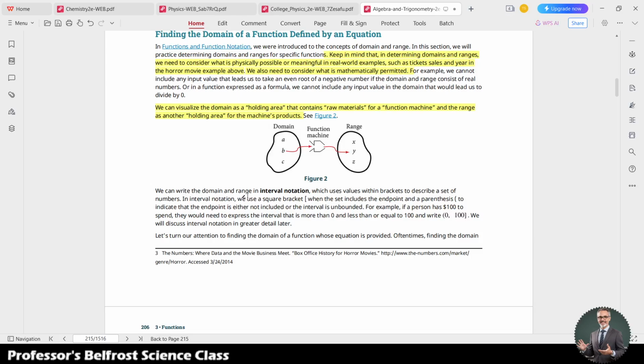So we can write the domain and range in interval notation, which uses values within brackets to describe a set of numbers. Okay, in interval notation we use a square bracket when the set includes the endpoint, and a parenthesis to indicate the endpoint is either not included or the interval is unbounded. For example, if a person has 100 dollars to spend, then they will need to express the interval that is more than 0 or less than or equal to 100 and write it as shown. So open parenthesis 0 comma 100, closing bracket. And we will discuss the notation in greater detail. Actually, we have encountered this before, right?